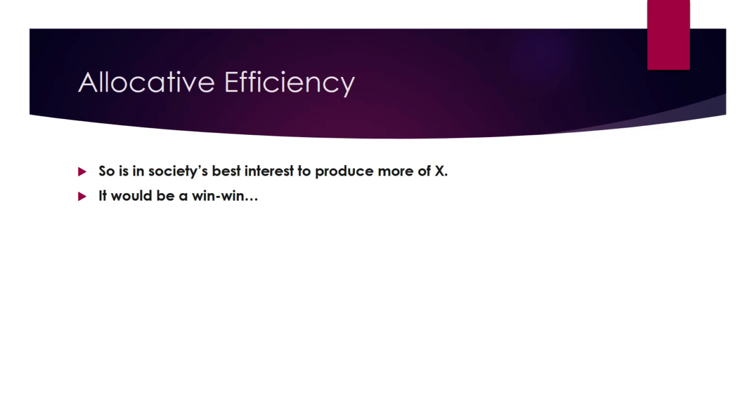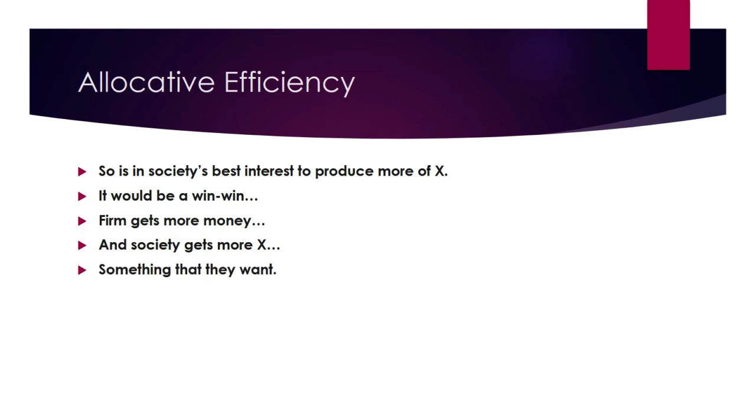So let's think about that for a second. Firms would sell more and they would get more money, so they're winning. But society also gets more X, and that's something that they want. So if people want X, then it's a win-win. Firms can make money, giving society something that it wants.